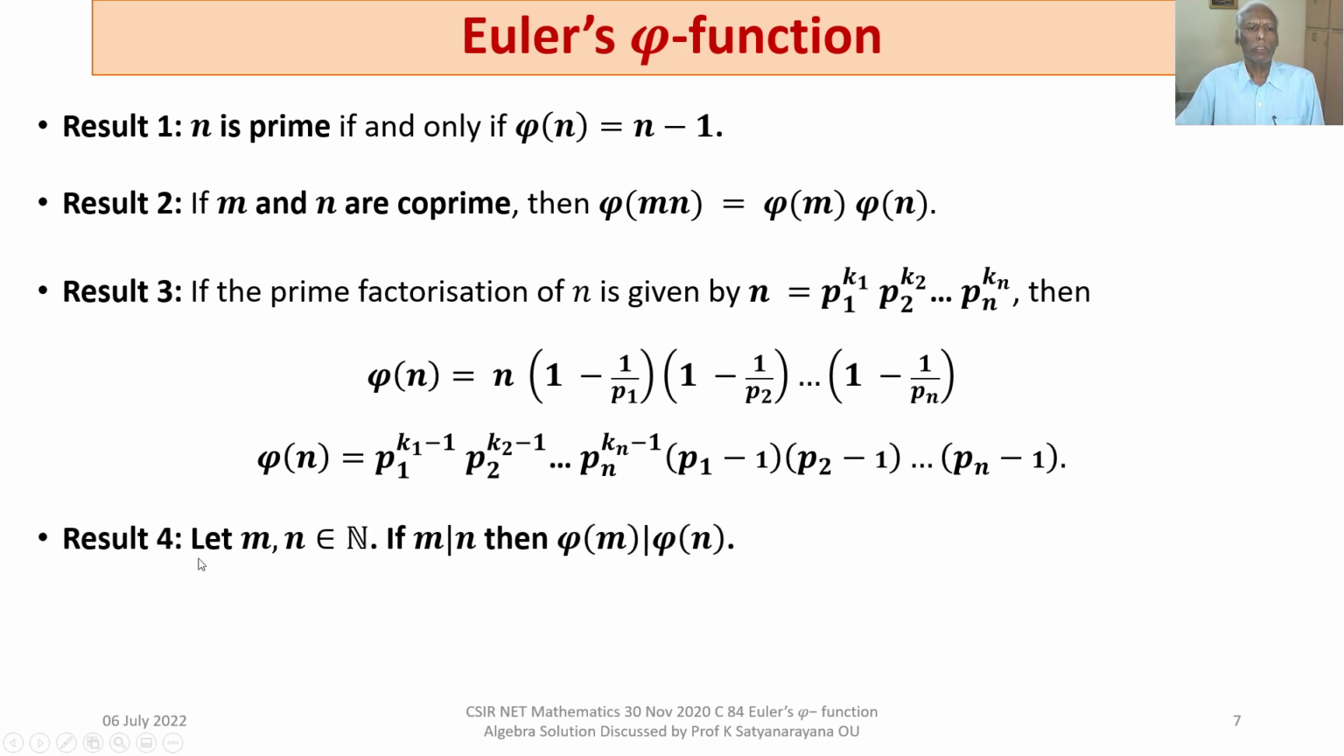Result 4. If m, n are natural numbers and if m divides n, then phi of m divides phi of n. Now let's get into the given problem and discuss its solution.